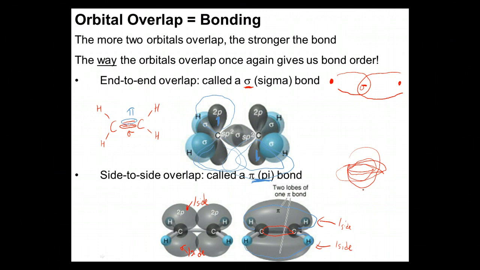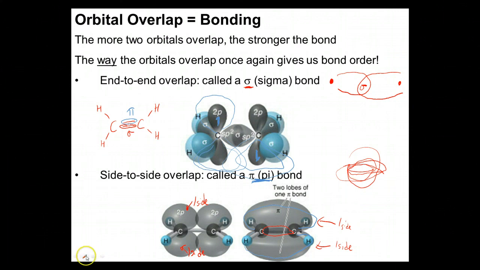Our side-to-side overlap isn't as good as our end-to-end overlap, so the sigma bond is stronger than each of the pi bonds, which explains why, way back, we said our single bond is weaker than a double bond, but the double bond is not twice as strong. It's like 80% or 70 or whatever. It's less strong for that second bond, less strong for that third bond. When you add up all three bonds, the whole effect is bigger.